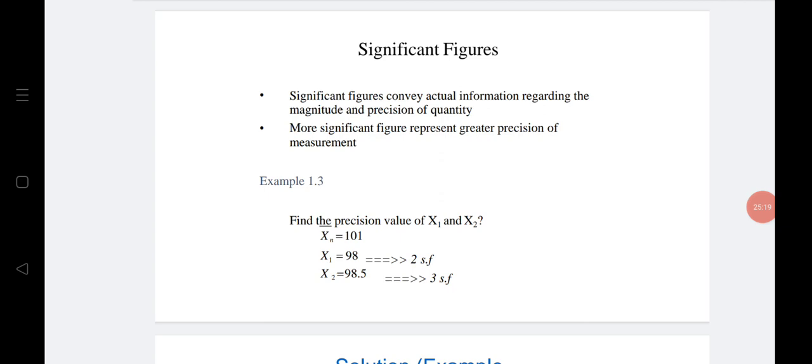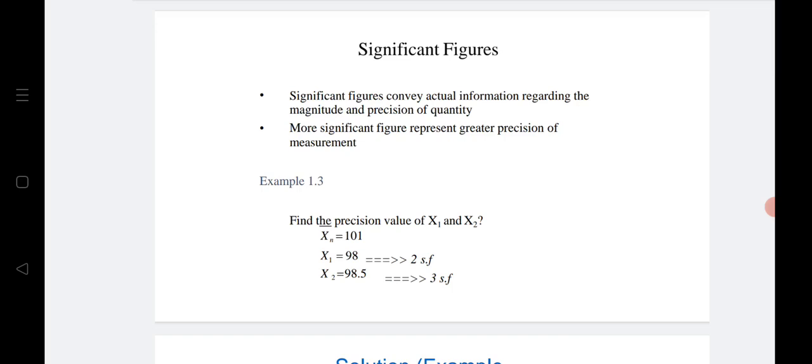Coming to our next important component, significant figures. Significant figures convey actual information regarding the magnitude and the precision of the quantity. What are the magnitude and precision of a quantity? That actual information is conveyed, and that is known as significant figures. More significant figures represent greater precision of measurement. So if I have more significant figures, then you are going to get greater precision of measurement.